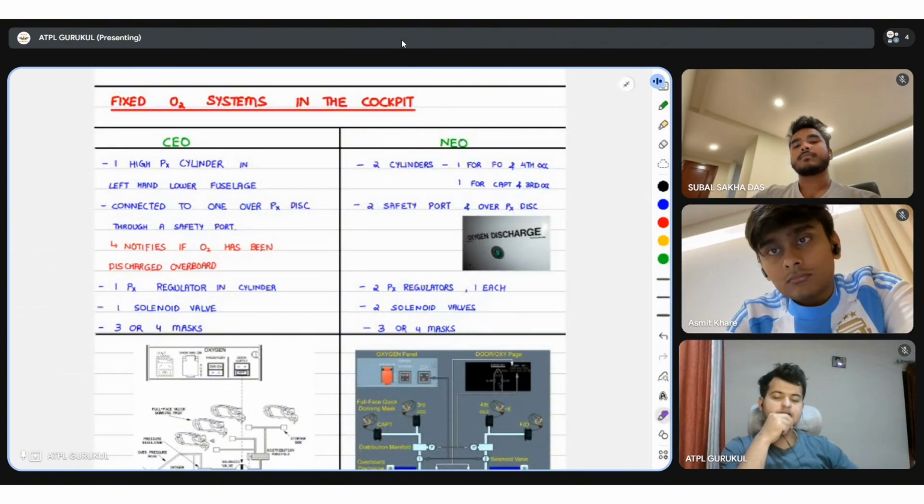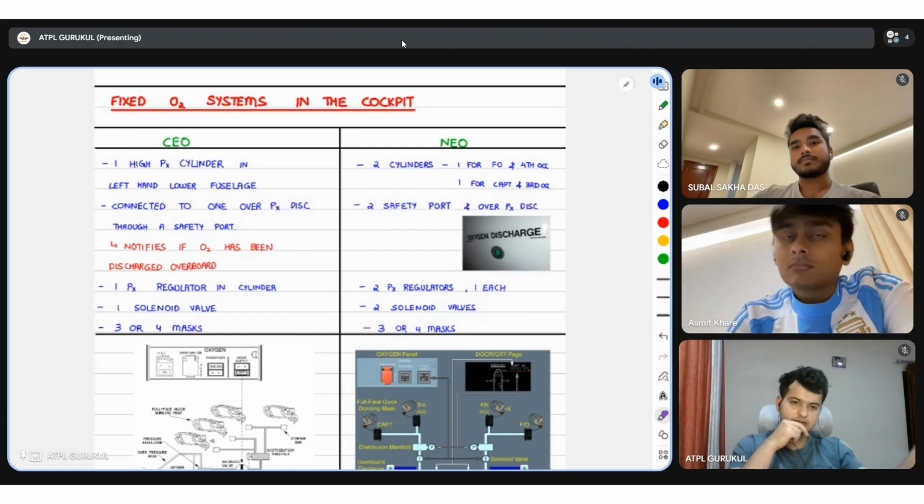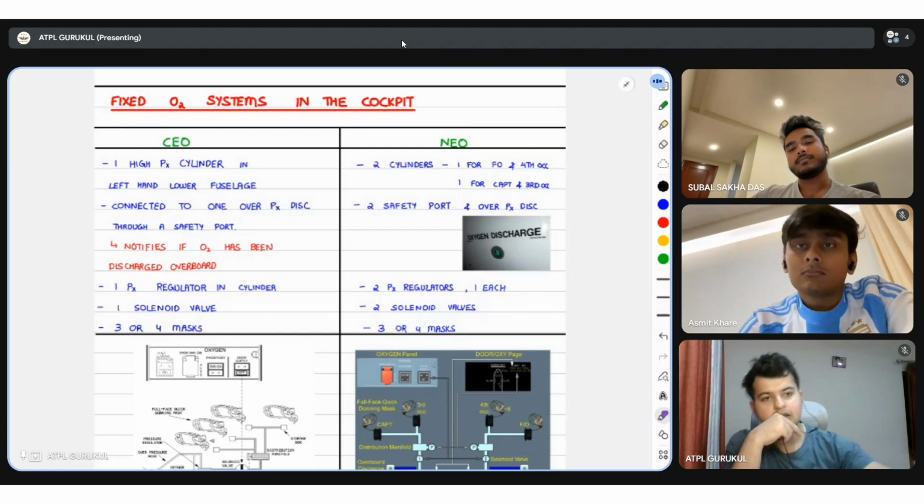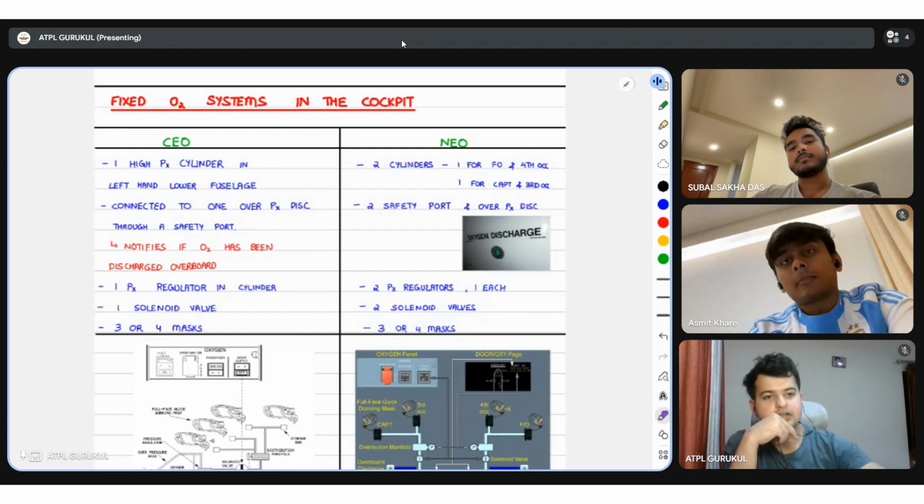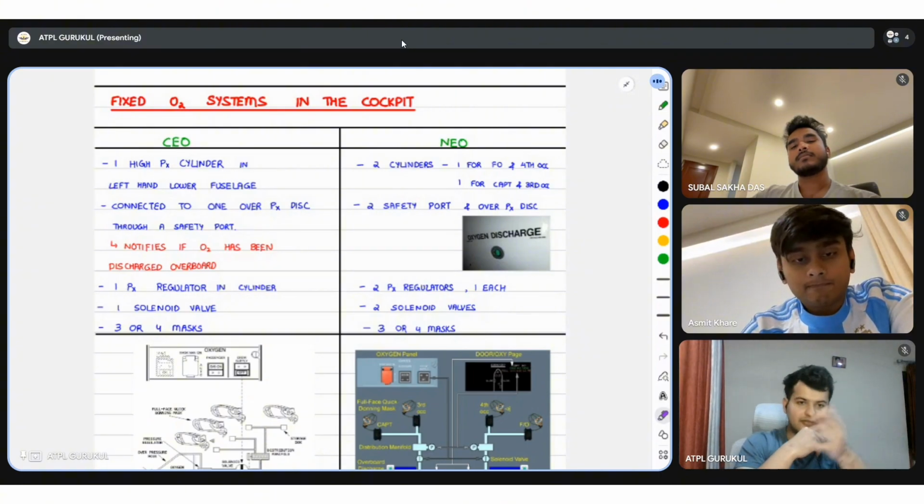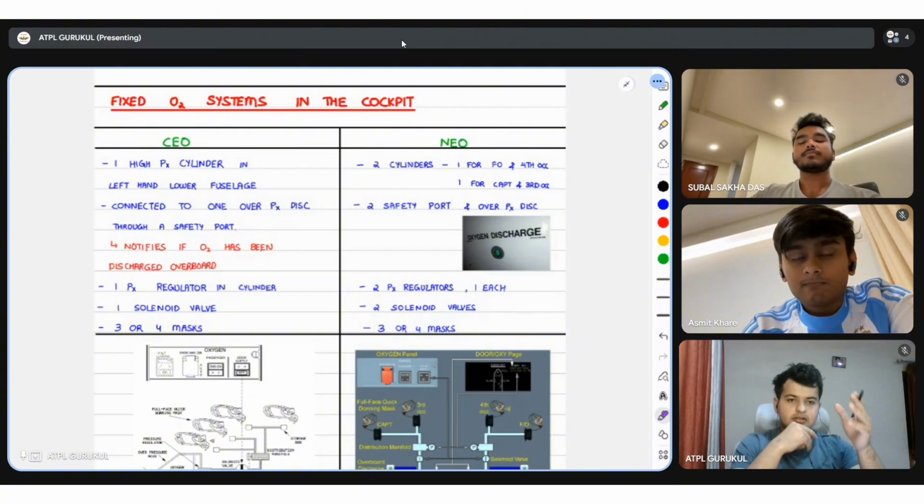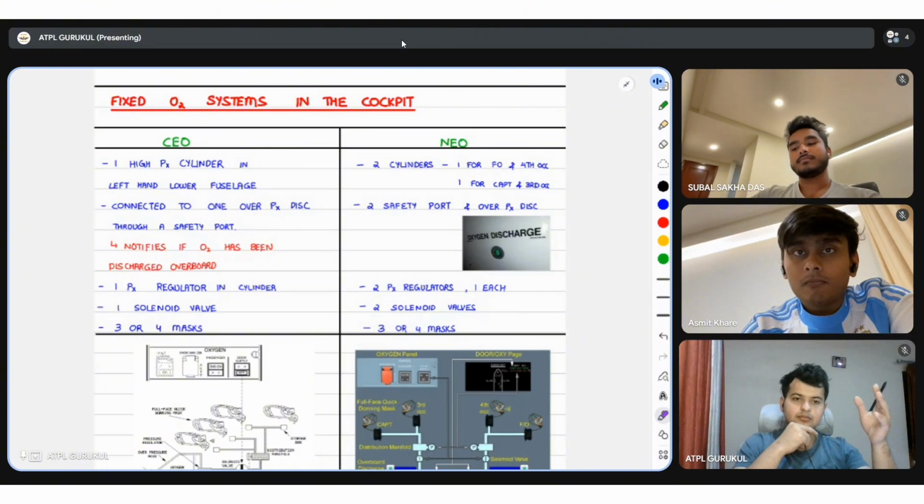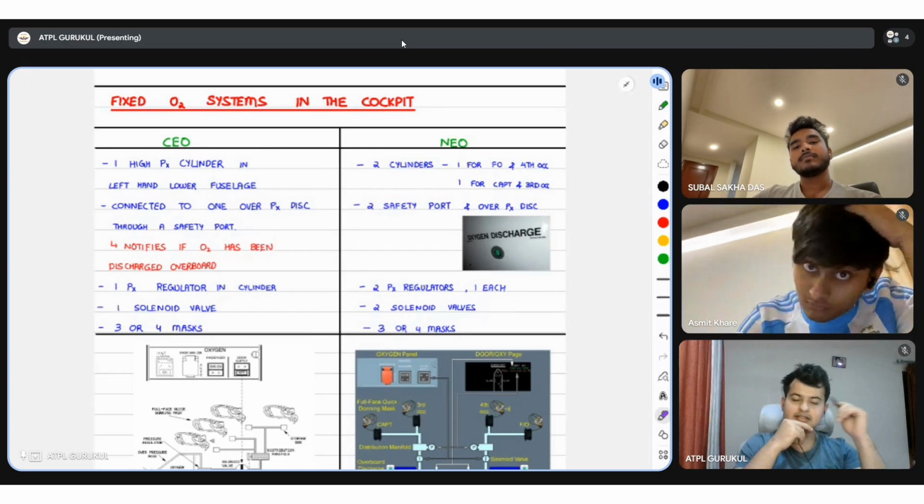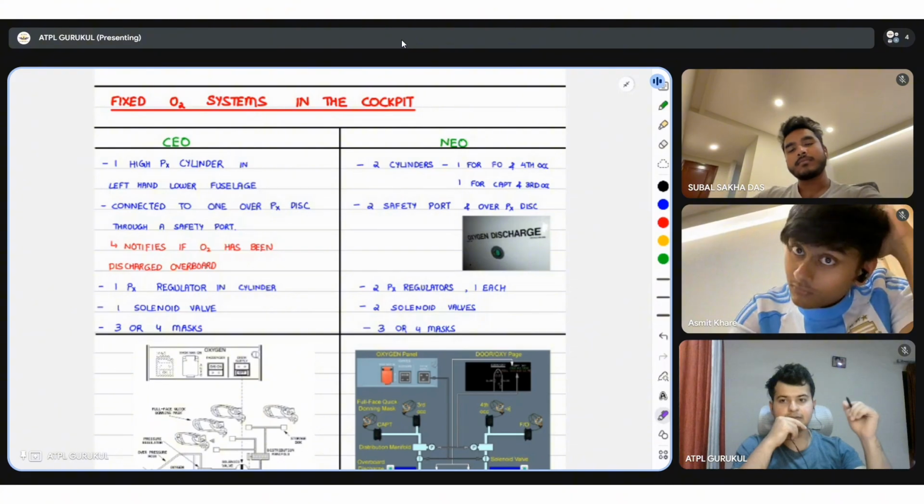Talking about fixed oxygen systems in the cockpit, we have CEOs and NEOs, and there are differences between the two. In the CEOs, in the fuselage on the left hand side, there is an oxygen bottle which is stored. Where is it stored? It's actually in the avionics bay. You can access the oxygen bottle from the avionics bay.